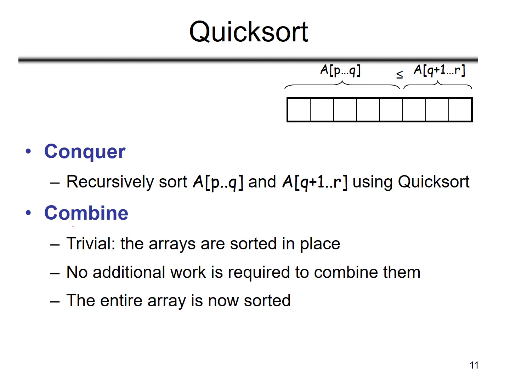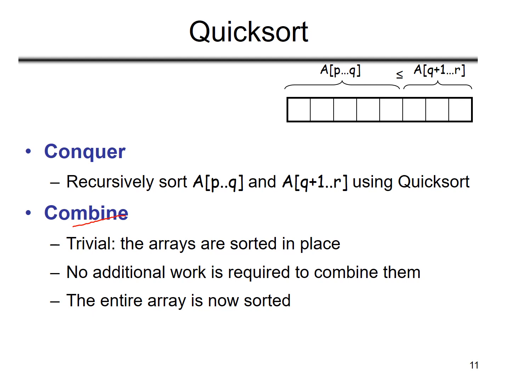Now the combining: because each sublist is sorted individually, I really don't have any work to be done for combining. So now we can compare this with merge sort. In merge sort, I didn't have anything to do in the division, but in quicksort I have a lot of work to do in the division. That is, I should do a partition.